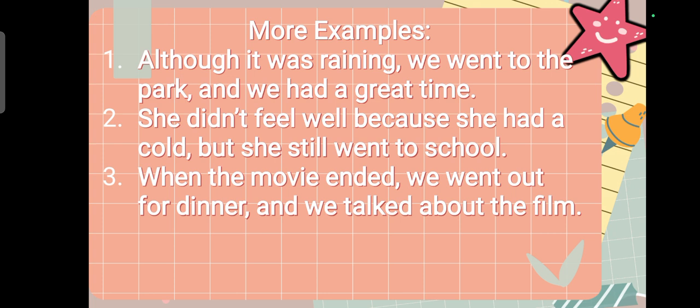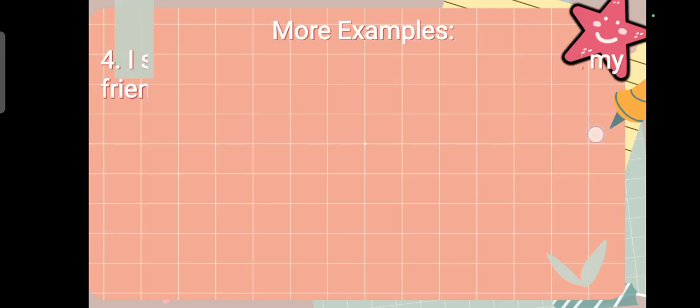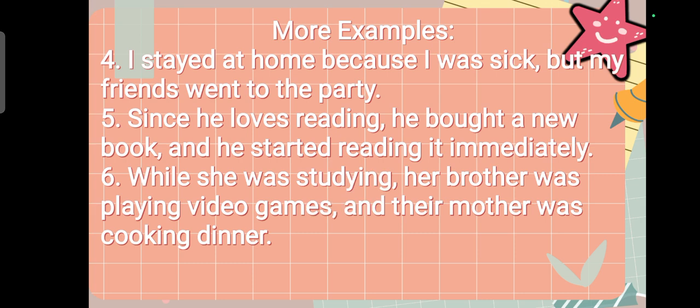Number 2, she didn't feel well because she had a cold, but she still went to school. The dependent clause is because she had a cold. Independent clause 1, she didn't feel well. Independent clause 2, she still went to school. Number 3, when the movie ended, we went out for dinner and we talked about the film. Number 4, I stayed at home because I was sick, but my friends went to the party.